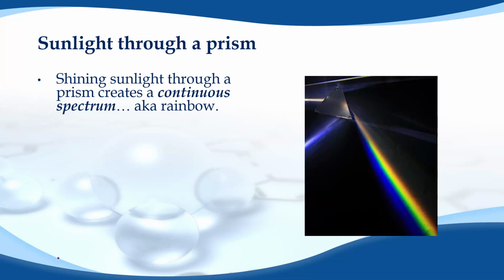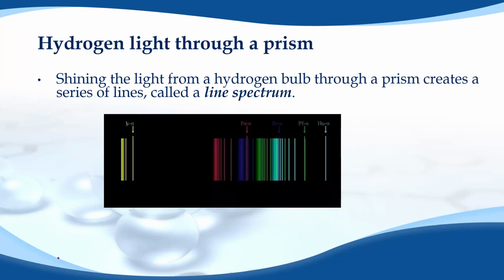Well, Bohr decided, why don't I try shining light from hydrogen gas through a prism and see what happens? So he made a lamp. He filled the lamp with very low pressure hydrogen gas, turned on the electricity, and it glowed a color, and he shined that light through a prism, and he saw something that was slightly different. Instead of getting this constant rainbow, one color bleeding into the next, what he saw were just a series of individual lines. And there are a lot of spaces in between these lines. This is what we call a line spectrum.